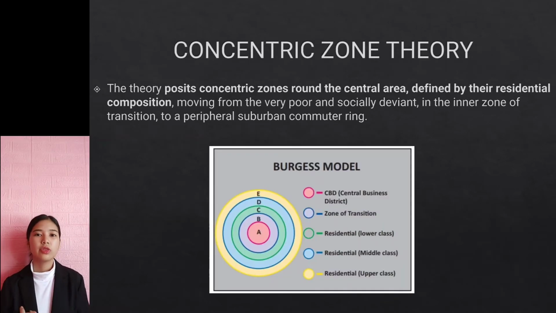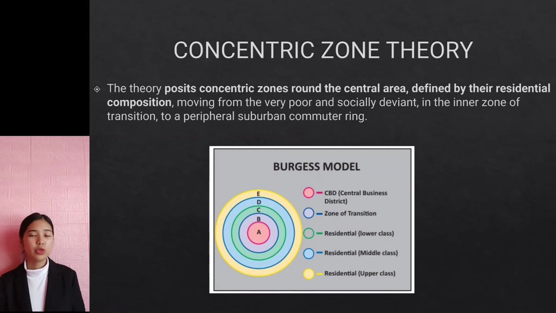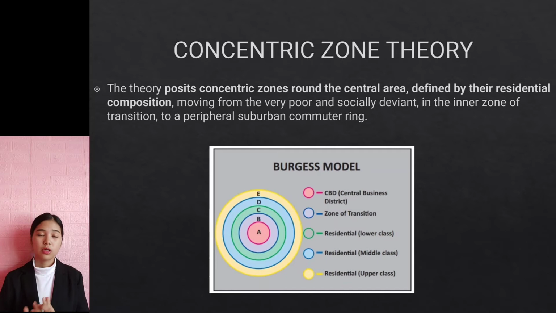So concentric zone theory. The theory proposed concentric zones around the central area defined by their residential composition, moving from the very poor and socially deviant inner zone of transition to a peripheral suburban commuter ring. Also, the concentric zone model, or Burgess model, is a model to explain how a settlement such as a city will grow. For example, downtown is the business area, or on the outskirts of town might be the suburbs. These terms are used as a more common method of using the concentric zone model.